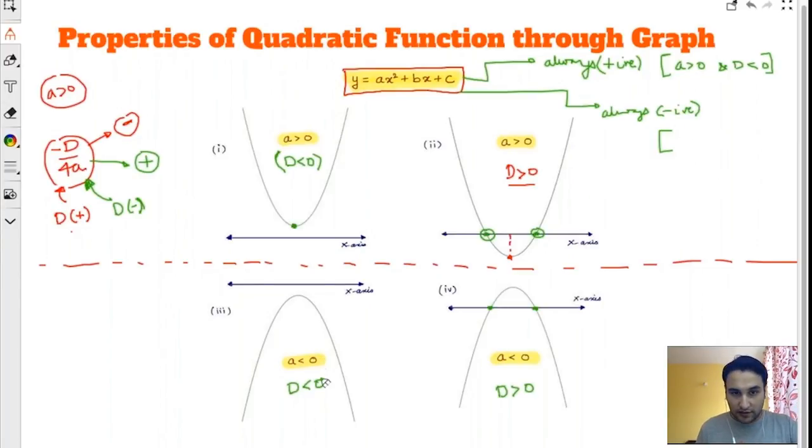You can note it down because I will use this in the chapter of functions a lot. If A is negative, D negative, you can see the graph is always below x-axis. So all the values of y will be negative, right? So A negative and D negative. Okay?